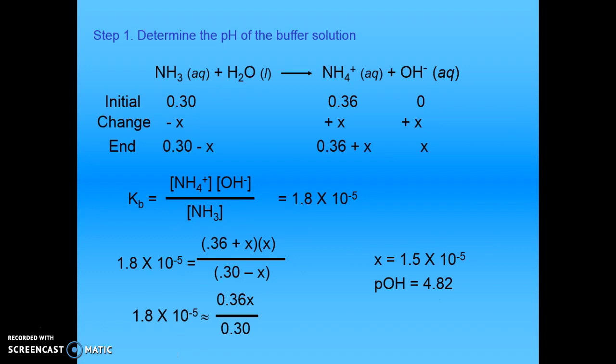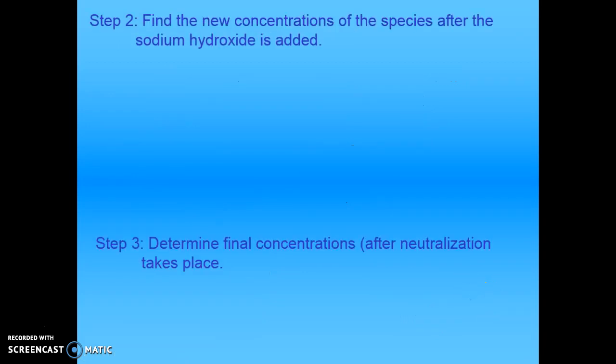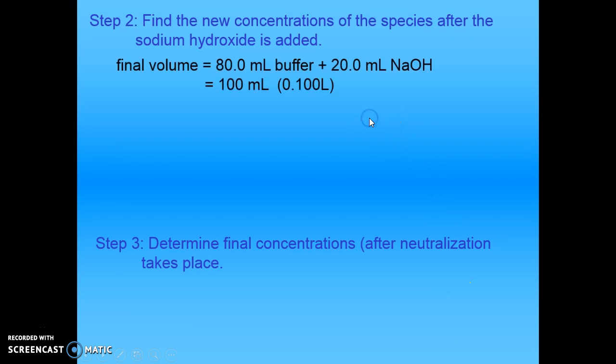And so the pOH, therefore, is 4.82, which means the pH is 9.18, which makes sense because this is a base. It better be above 7. So that's what I've got with just the buffer. So now let's consider what happens when you add the 20 milliliters of sodium hydroxide. So we need to find the new concentrations.